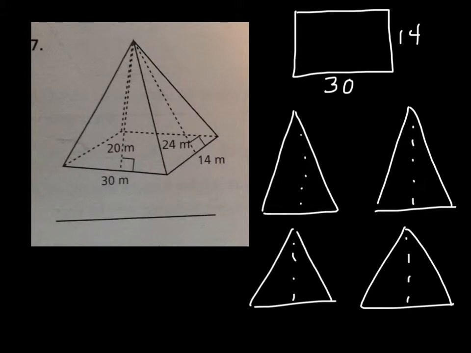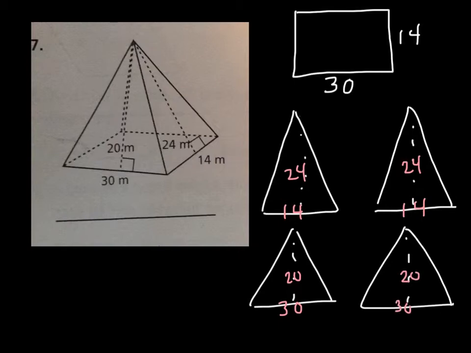So for number 7, the first thing you want to do is to take apart this pyramid. So you can see I've drawn the base, and then I've drawn the set of two sides, and then the other set, which is different. Not all of these triangles are the same, so we need to be careful. This one is the tall, skinnier one. So this one is 14 and 24, which means this one is 14 and 24. This one is 30 and 20 and 30 and 20.